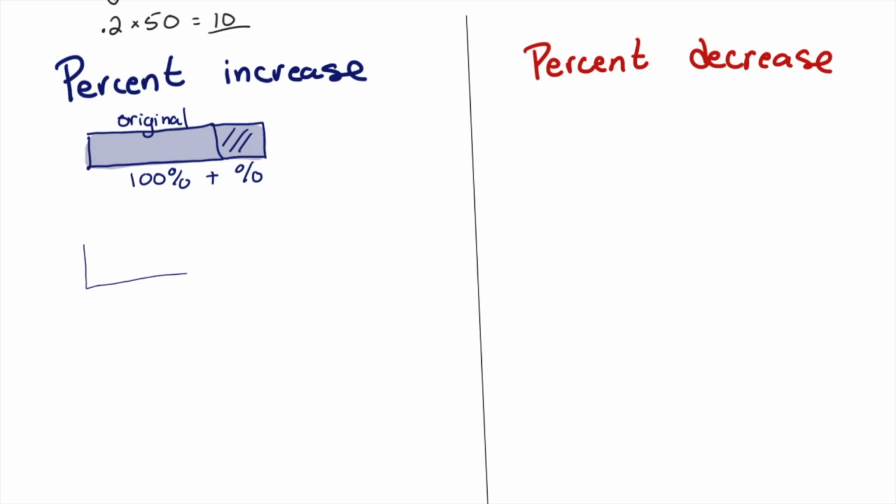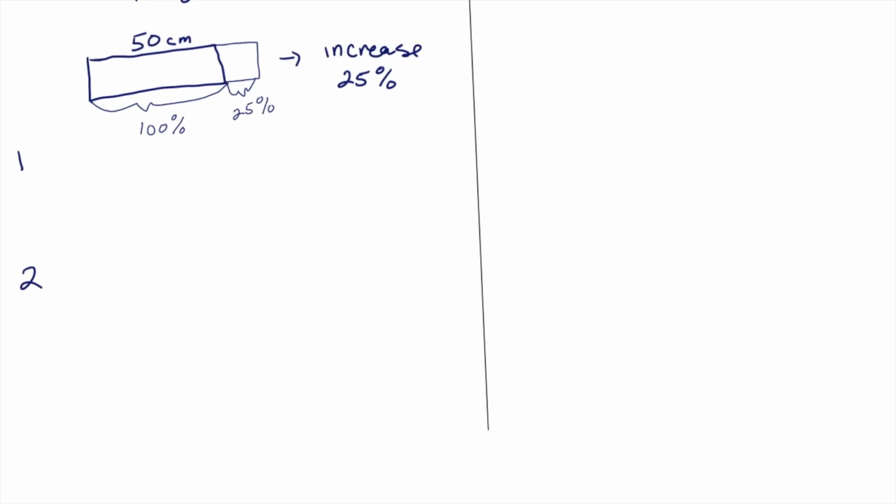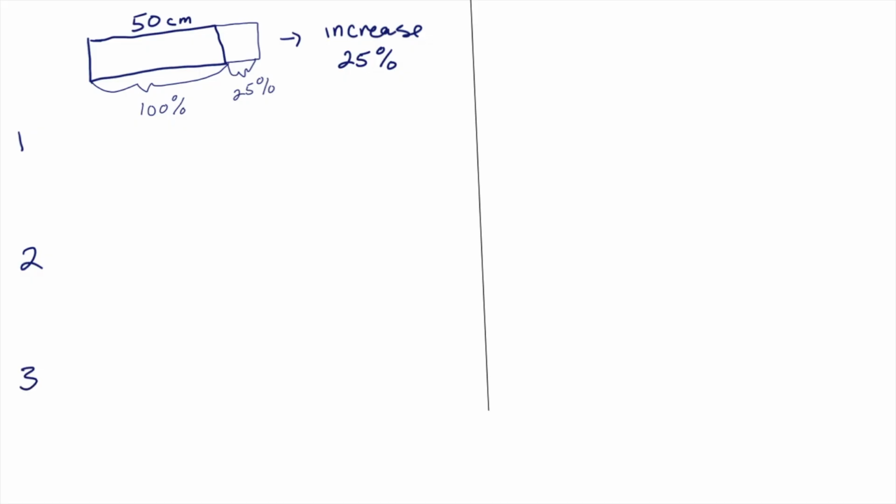percentage. So let's say that I have a rectangle here, and this rectangle's length is going to be 50 centimeters. And I want to increase the length of this rectangle by 25%. So the first thing I need to look at is that this 50 centimeters is the 100%, and I want to increase it by 25% of that original 50. So for this situation, there are three different equations.